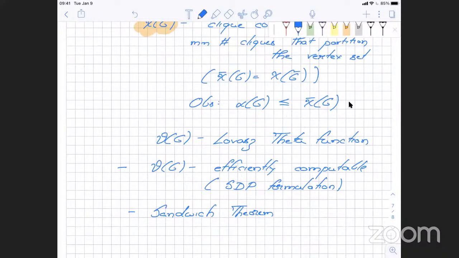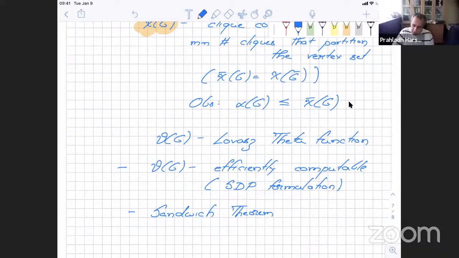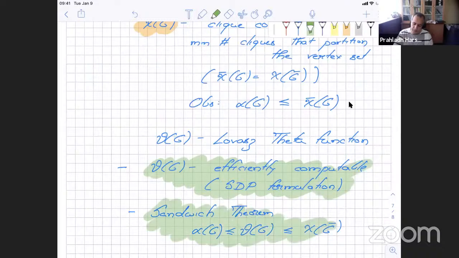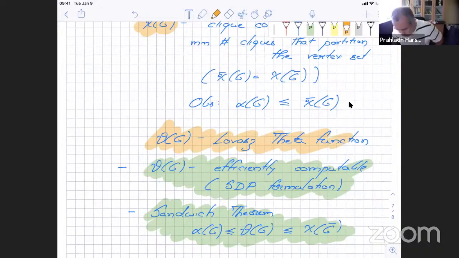The sandwich theorem will show us that theta of G is sandwiched between chi of G complement and alpha of G. Though it's a computable quantity, it's going to be sandwiched between two things which we don't know how to compute efficiently. We will see all of this today.